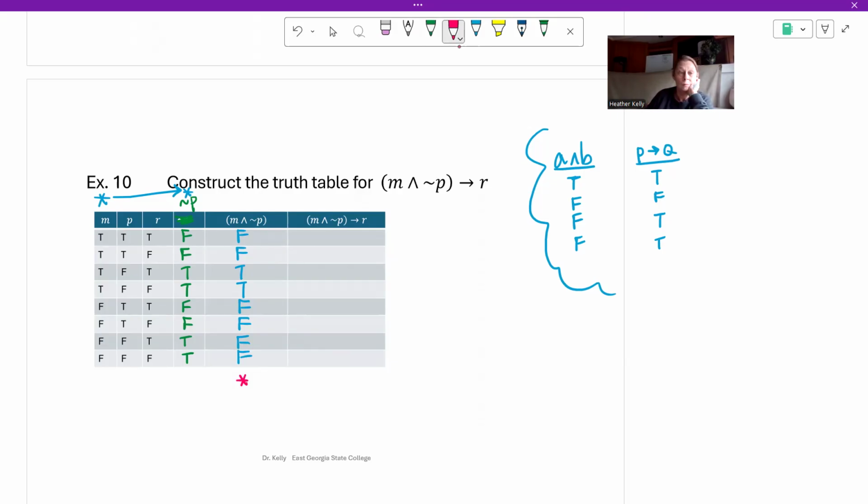Implies R. And it's going to go in this direction. And let's reevaluate. Everything's true unless it is true, false. Everything's true. So false, true is true. False, false is true. True, true is true. True, false is false. False, true is true. False, false is true. False, true is true. False, false is true.